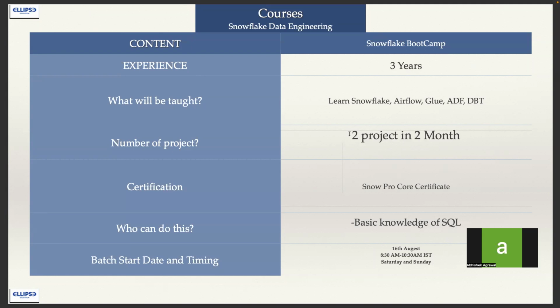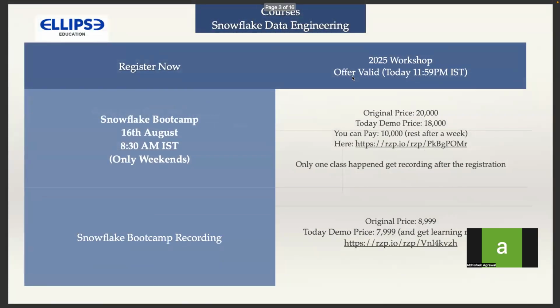And now if you're looking for the enrollment, right, this is the offer which we are giving. As I told you, in the last we'll give you some offer. So this is the offer which we are giving. The original price is 20,000 rupees, but in today's demo you can get it for 18,000 rupees. You need to pay 10,000 rupees now. The remaining 8,000 you can pay after a week, right?